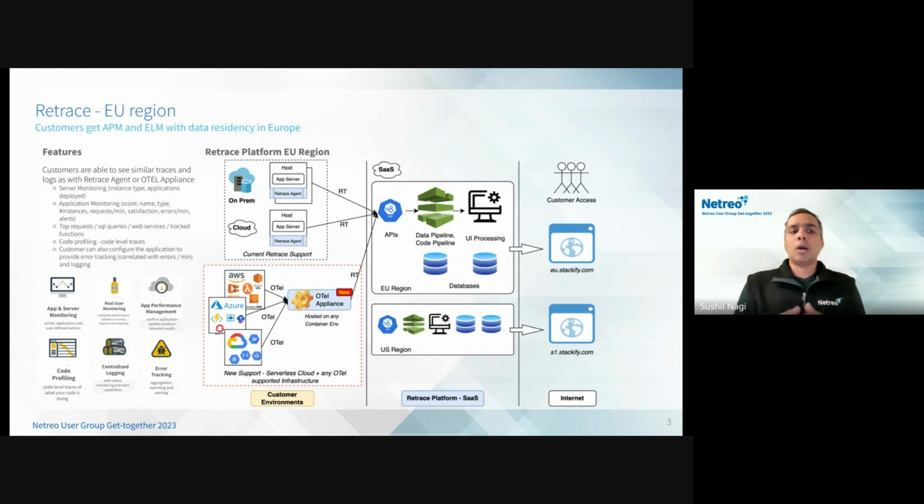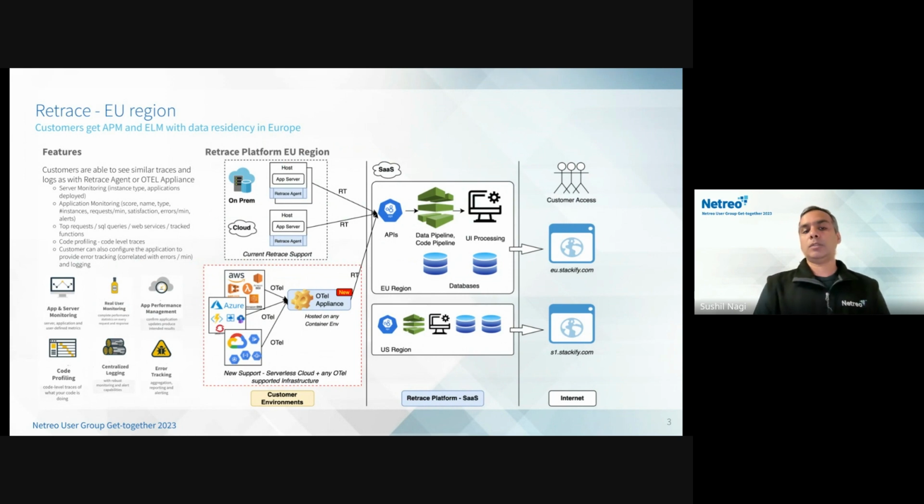Right? Now, how would this basically work? This new region is a completely disconnected region from our current US region, so that at the time of provisioning, you get assigned to the European region, so that all of your data that is going to be ingested into the Retrace platform is going to be residing within Europe. Now, for that, we have got, in parallel to the US region, a new region with a specific set of capabilities being offered up that is going to be accessible at eu.stackify.com. And the customers would be able to access either of eu.stackify.com or s1.stackify.com through the public internet.